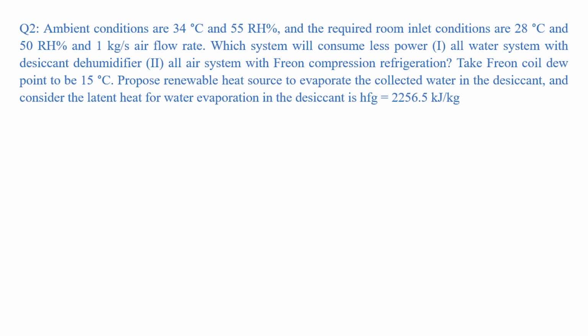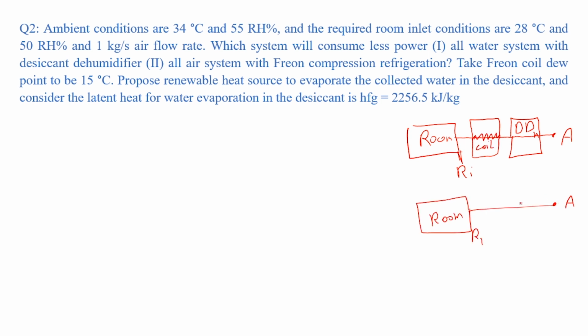For the first system, the room inlet temperature and the ambient temperature are given. We have to place first the desiccant dehumidifier. The desiccant dehumidifier will reduce the humidity, but it will increase the temperature. Then after that we put the cooling coil, which is cooled by chilled water.